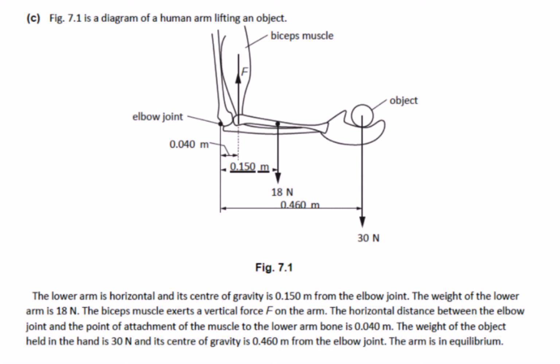We've got this human arm lifting an object, and in the blurb, the lower arm is horizontal and its centre of gravity is 1.5 meters from the elbow joint. The weight of the lower arm is 18 newtons. The bicep muscle exerts a vertical force of F on the arm. The horizontal distance between the elbow and the joint is 0.040 meters. The weight of the object held in the hand is 30 newtons, and its centre of gravity is 0.460 meters from the elbow joint, and the arm is in equilibrium.